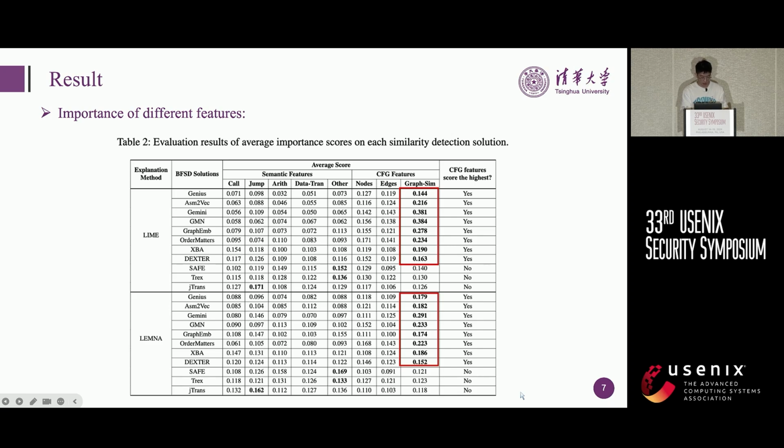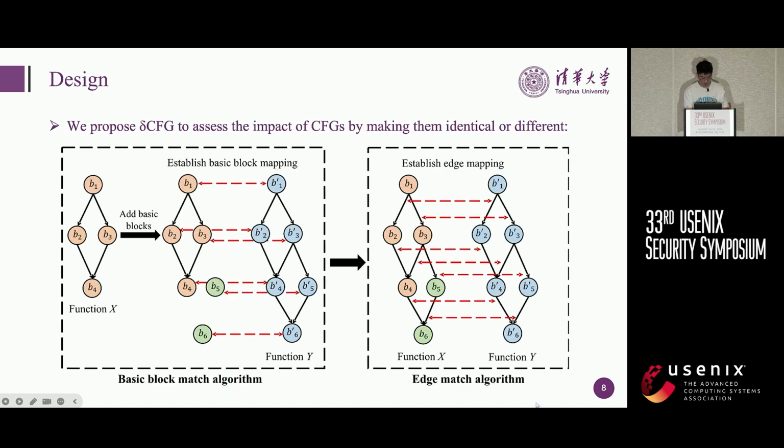Using the methods above, we got the importance score of different features on each solution. We chose 11 state-of-the-art works to test. In this chart, the results show that the top 8 methods rely heavily on the graph itself. So to have a deeper analysis of CFG, we propose a new algorithm called deltaCFG, which can modify a pair of functions' CFGs to be identical or different without changing function semantics.